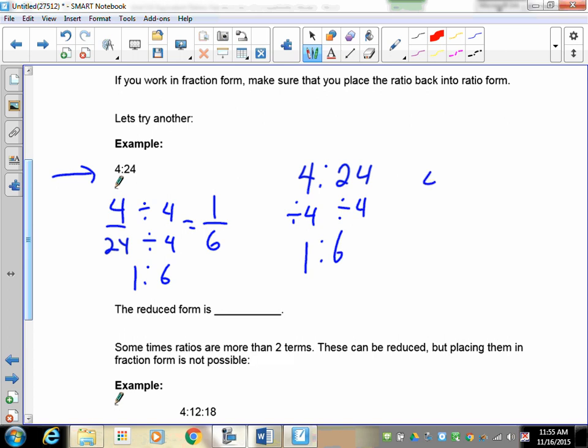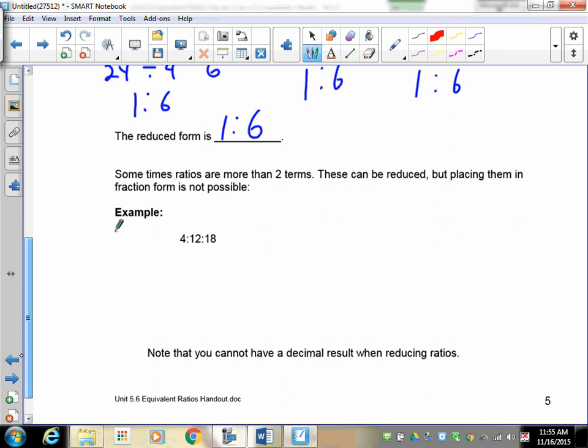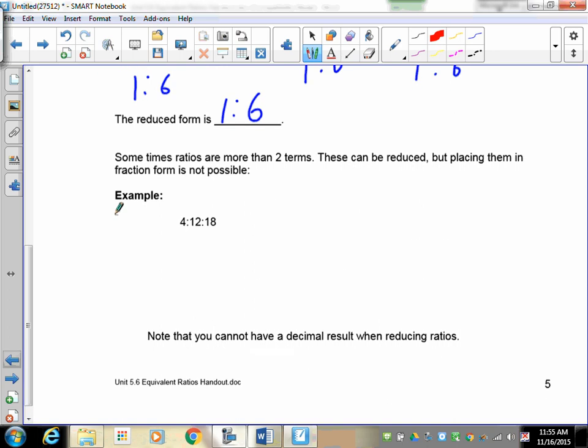All right. Some people like to do this. Just sort of do dividing that way. I still get 6. So the ratio form is 1 to 6 when it's reduced. Sometimes the ratios are more than 2 terms. Now this is like finding the common factor of 3 numbers. All right? So I'd like you to try to reduce this all the way. Now remember, you cannot have a decimal. I'll pause the recording and see how you do.